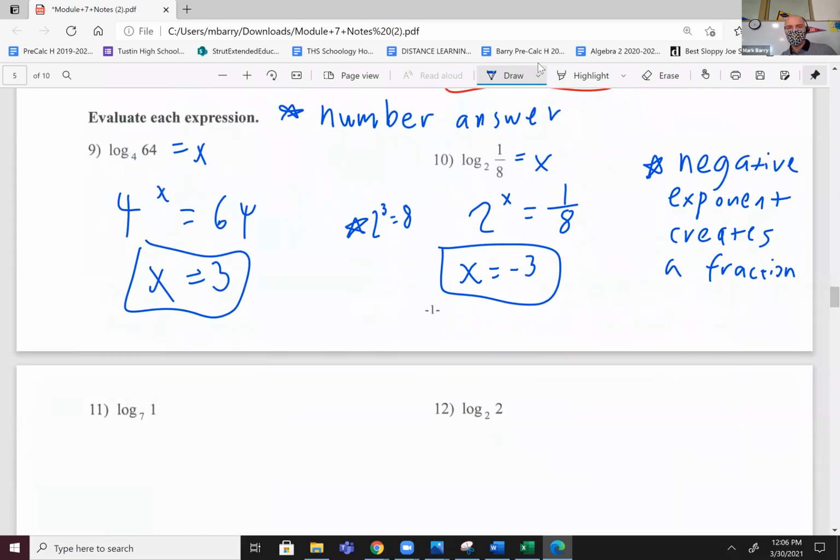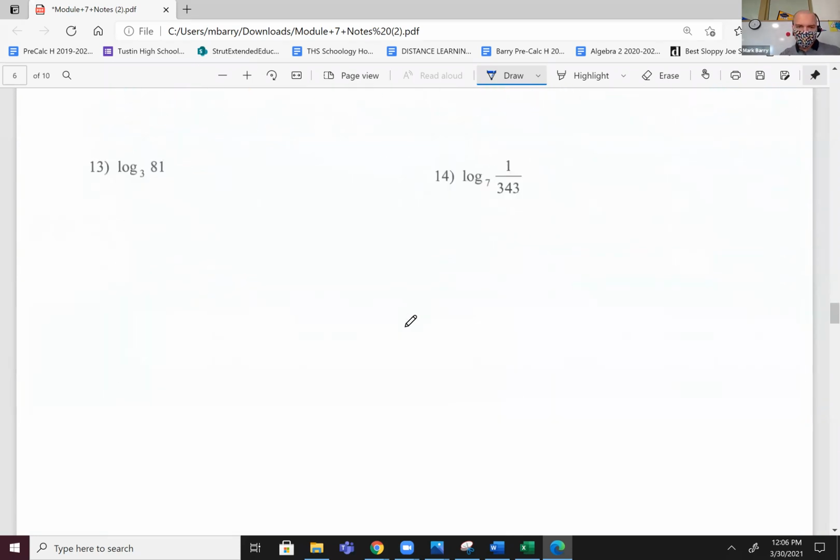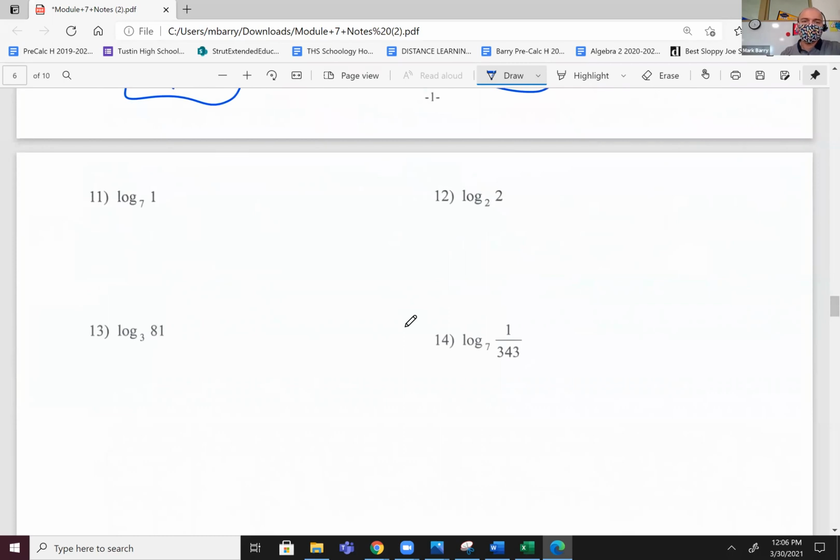Awesome. All right, let's move on here. All right, so we got a few more. Yeah, we should be able to get all of these done because these are pretty quick, especially now that we really know what we're doing. All right, so we'll make number 11 equal x again.